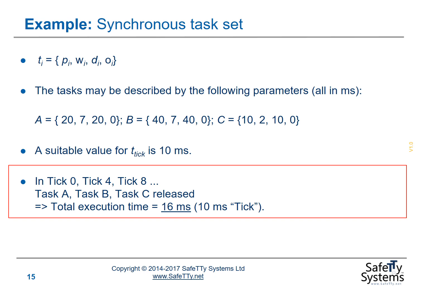In this case, we have a synchronous task set. We've decided that our tick interval will be 10 milliseconds. In the first tick, all of the tasks will run. It's a synchronous task set. So the total execution time of all the tasks that we release in tick 0, tick 4, tick 8, etc. will be 16 milliseconds. And we have a 10 millisecond tick. So we're going to overrun our tick interval periodically during the task execution sequence.